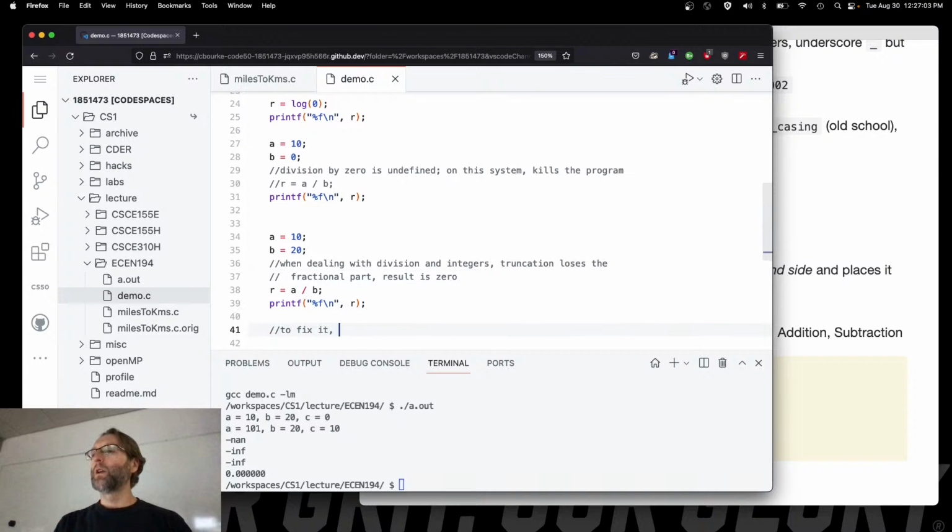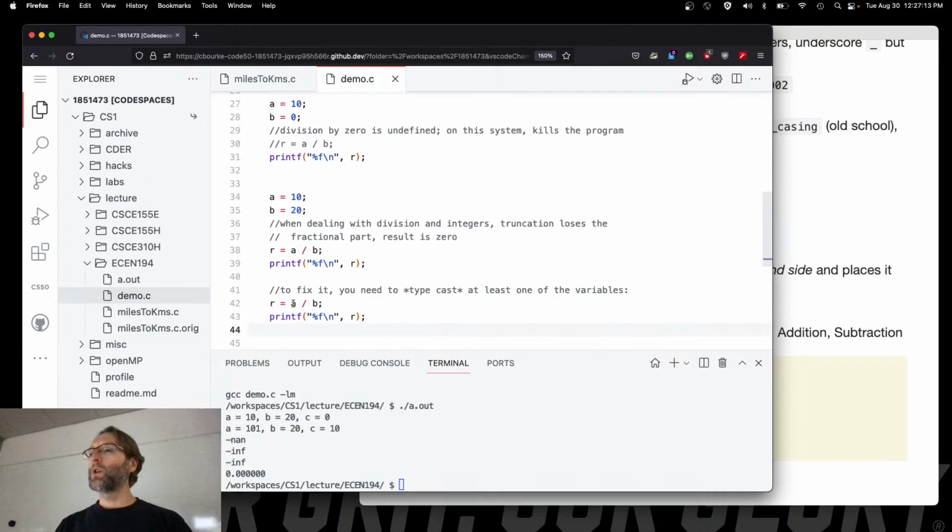To fix it, you need to typecast at least one of the variables. So I'll go ahead and leave them as 10 and 20, but I'll show you that it now works as long as I treat one of them as a double. Integer divided by a double is going to be a double. A double plus a double, double plus an integer, it doesn't matter. If at least one of them is a double, then the result is going to be a double, and you're good to go.